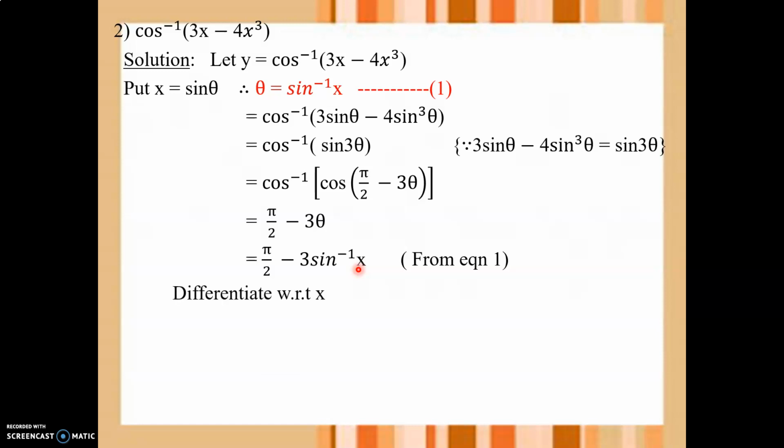Now we'll take the derivative. Differentiating with respect to x, pi by 2 will become 0. Minus 3 into the derivative of sine inverse x, which is 1 upon root of 1 minus x square. So minus 3 upon root of 1 minus x square is the final answer for this question.